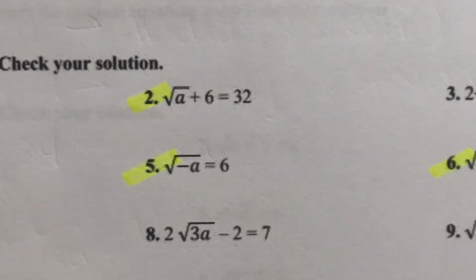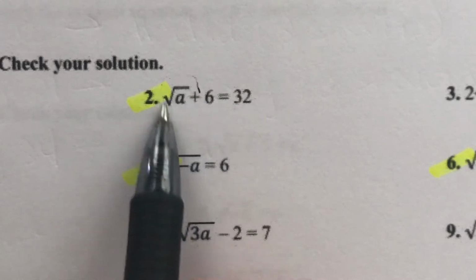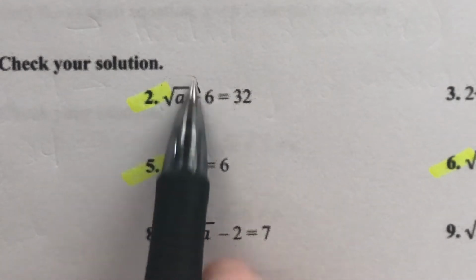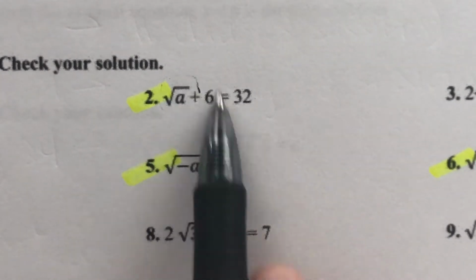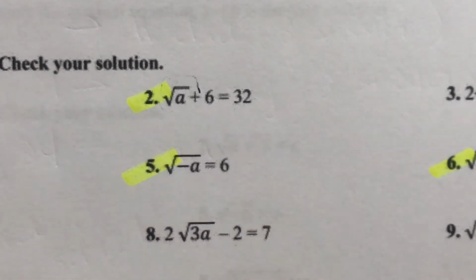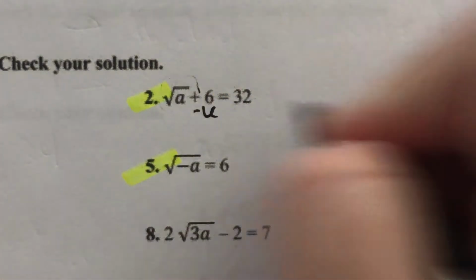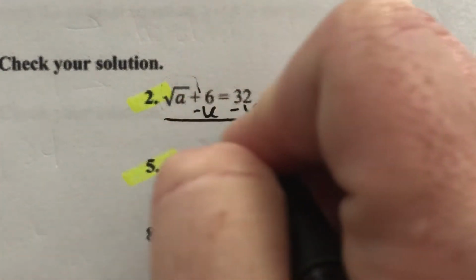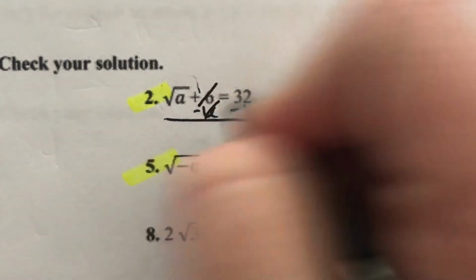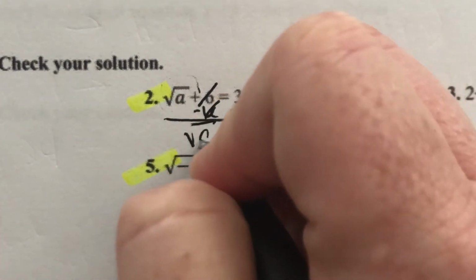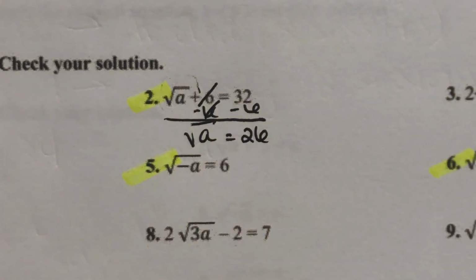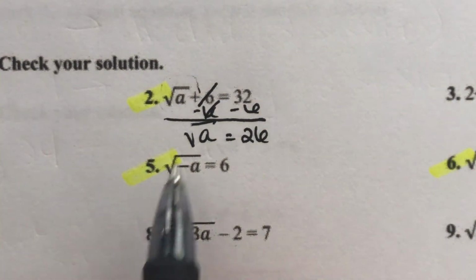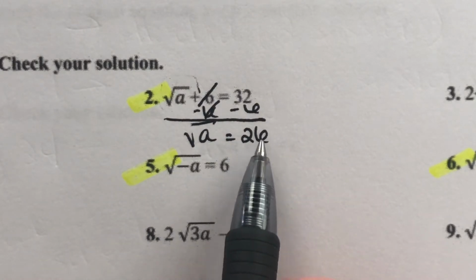Number 2, square root of a plus 6 equals 32. I want to be able to just get this by itself so that I can square it to eliminate this radical sign. So I need to get rid of this plus 6. It's not under the radical, so I need to move it. So I'm going to subtract 6, and whatever I do on one side, I have to do to the other side. So these cancel out, and I'm left with the square root of a equals 26.